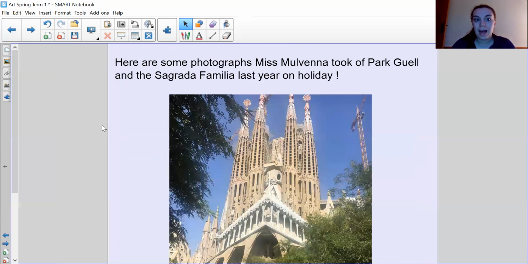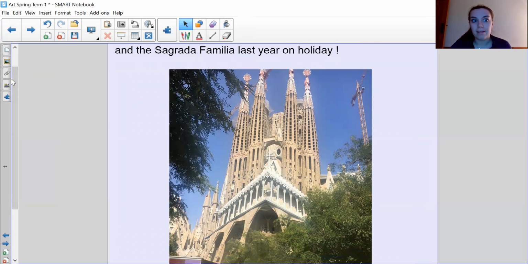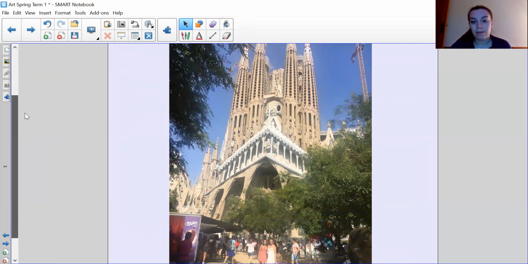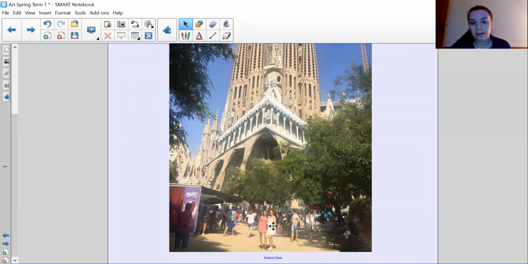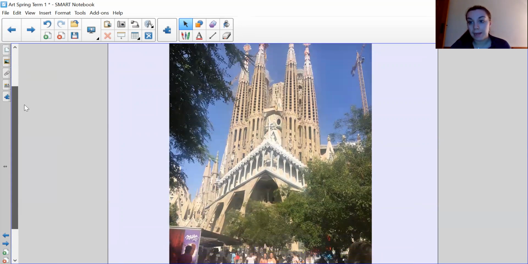I thought I'd add in some pictures of me on my holiday to Barcelona. People in my class know I've been to Barcelona quite a few times and I love going, and I go most years. I went 2 years ago, and here's a picture of me and my friend. So look how small we are compared to the church. The church is huge and it was still being built.